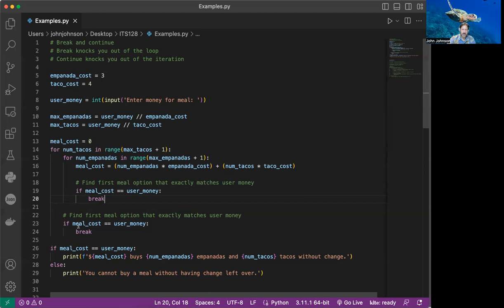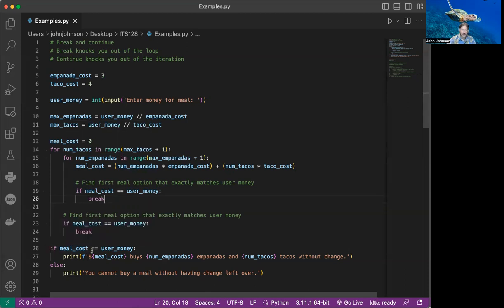And then you see this again: if meal cost equals user money. What happens here is we're evaluating it, because if it is, we don't need to add tacos anymore and go through tacos and empanada combinations. So we want that second break here to knock us out of this loop. Then we knock out of the loop.